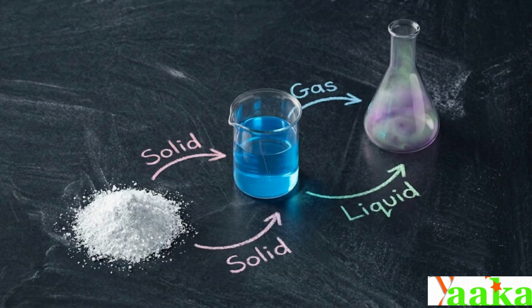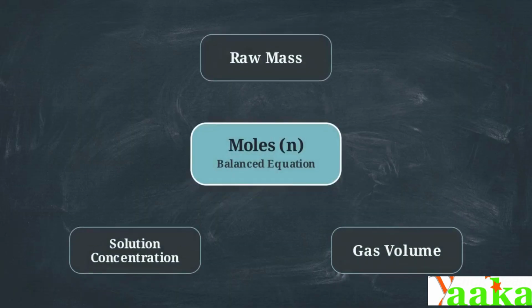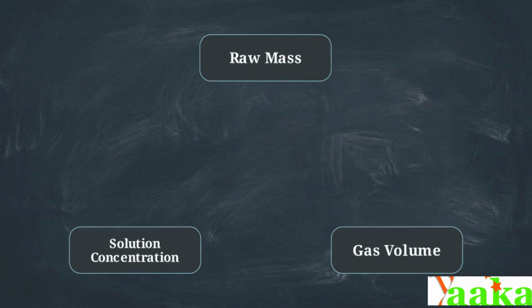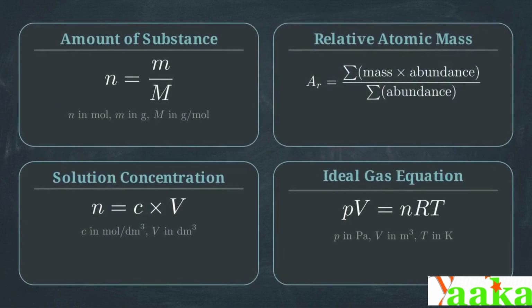Mastering these specific unit conversions and stoichiometric ratios removes the guesswork. It allows chemists to confidently predict and control reactions across solids, liquids, and gases. This flowchart illustrates how everything connects, moving from raw mass to moles, through the balanced equation, and branching to gas volume or solution concentration. These steps solve complex stoichiometric problems.